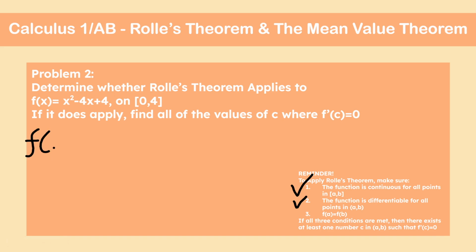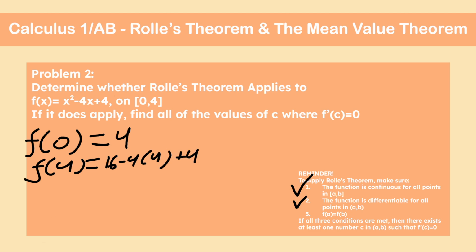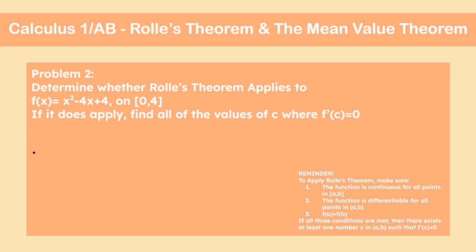So f of a, or f of 0, is equal to 0 minus 4 plus 4, so you get 4. F of 4 is equal to 16 minus 4 times 4 plus 4. So now we get 0 plus 4 is equal to 4, and they are equal to each other, which means that the third condition is met. So we're going to find f prime of c, so that's equal to 0 within that interval.